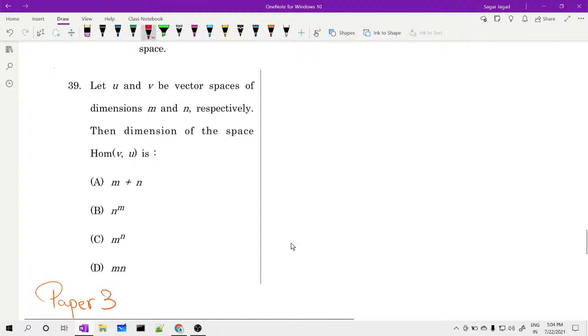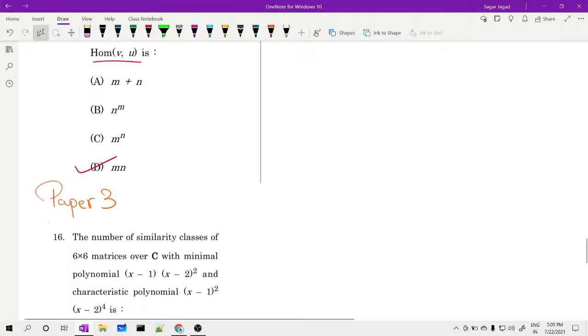Okay, let U and V be vector spaces of dimension m and n respectively. Then the dimension of the space of homomorphisms from V to U, my dear friends, where homomorphism is nothing but linear transformations, is nothing but m into n, right? It was a good question.